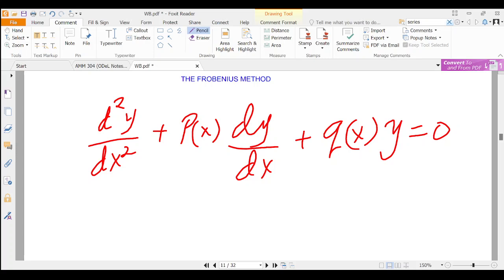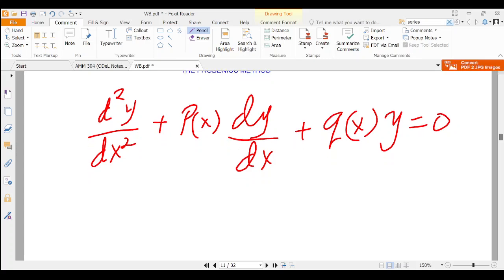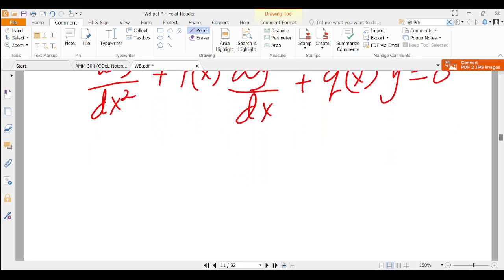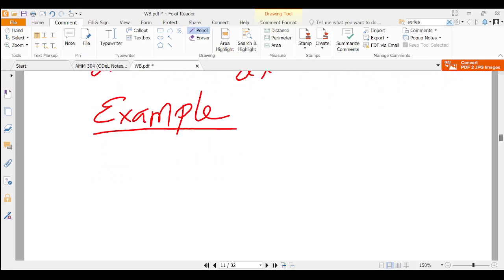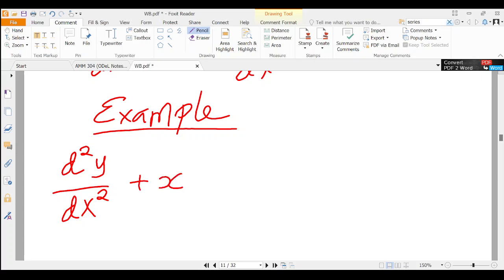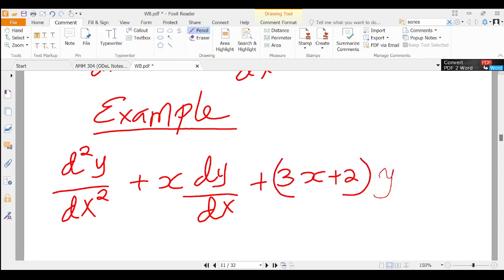So in this session, I'm going to look at the method of solution, and I'm going to look at an example. Then we demonstrate the solution procedure using this example. So the differential equation we will be solving today will be d squared y by dx squared plus x dy dx plus 3x plus 2 times y is equal to 0.